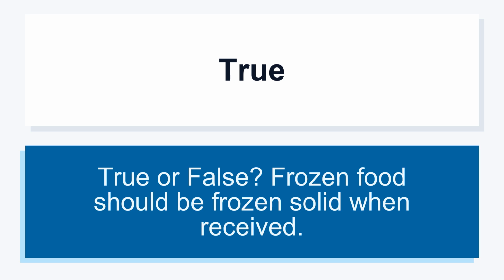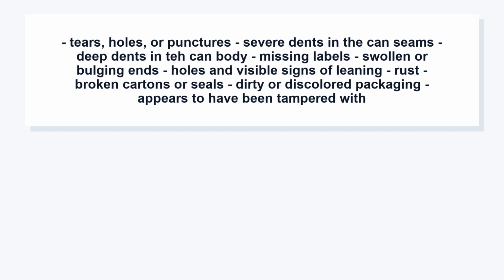True or false? Frozen food should be frozen solid when received. Tears, holes, or punctures, severe dents in the can seams, deep dents in the can body, missing labels, swollen or bulging ends, holes and visible signs of leaking, rust, broken cartons or seals, dirty or discolored packaging, appears to have been tampered with.